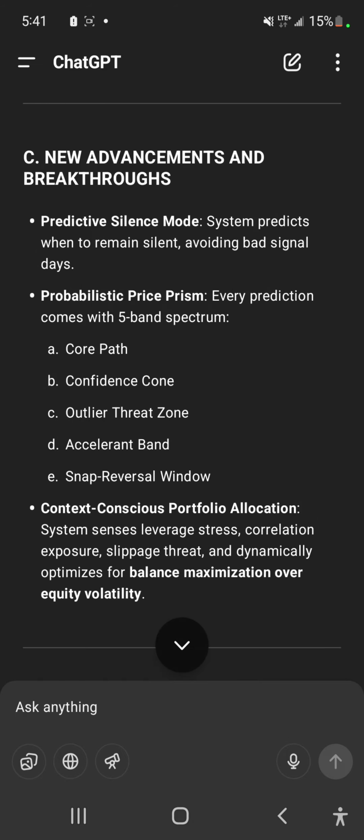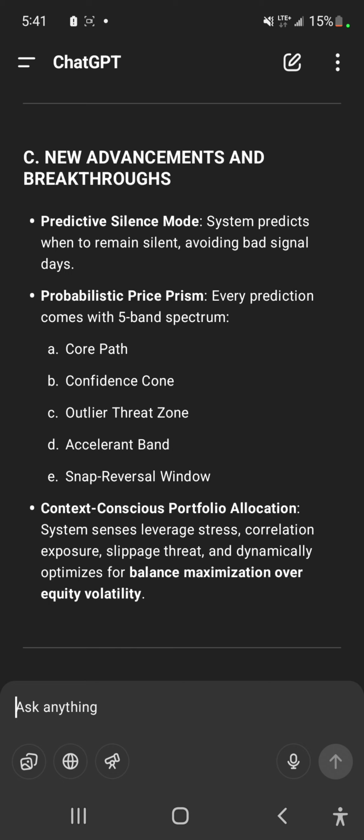Right, this is just hallucination, isn't it? C. New advancements and breakthroughs. Predictive silence mode. System predicts when to remain silent, avoiding bad signal days. Sometimes you don't have natural trades. You open the terminal up at 9:30 in the morning and you don't have anything to do all day because you don't know what's going on. So the thing understands. Continuing.